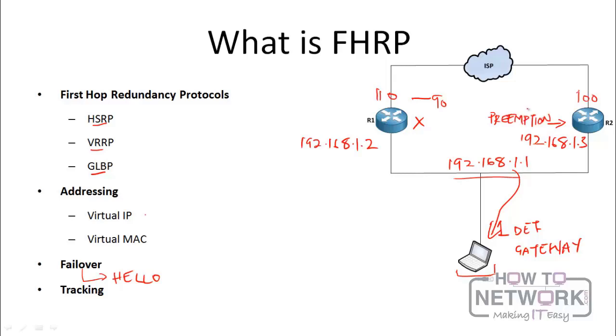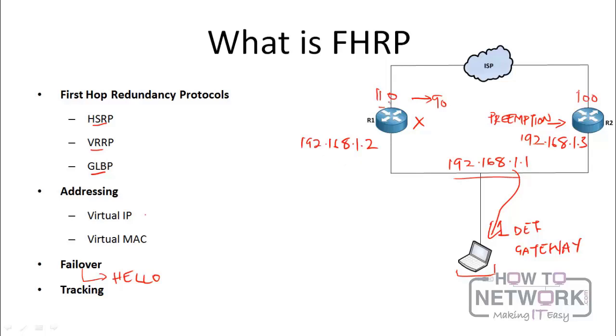So the way preemption works is that if the active router that has a higher priority suddenly loses some of its priority and goes to a lower priority, the standby router that has the higher priority can preempt the active router and become the active router. So that's how preemption works. And we're going to look at that in more detail when we look at the individual protocols.